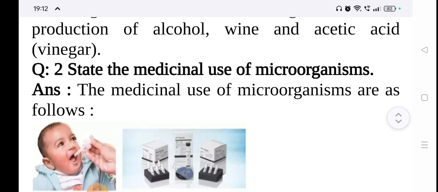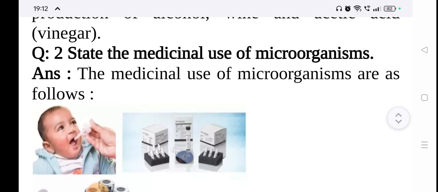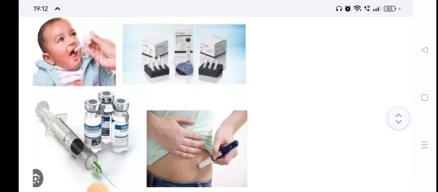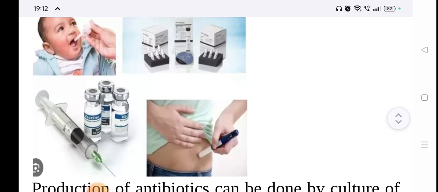Now we will see the next question. State the medicinal use of microorganisms. How medically they are used. The medicinal uses of microorganisms are as follows. Say in the vaccine, in the medicine.